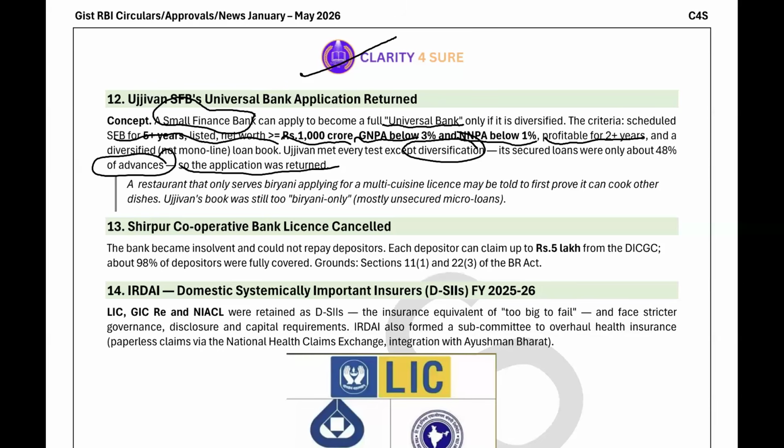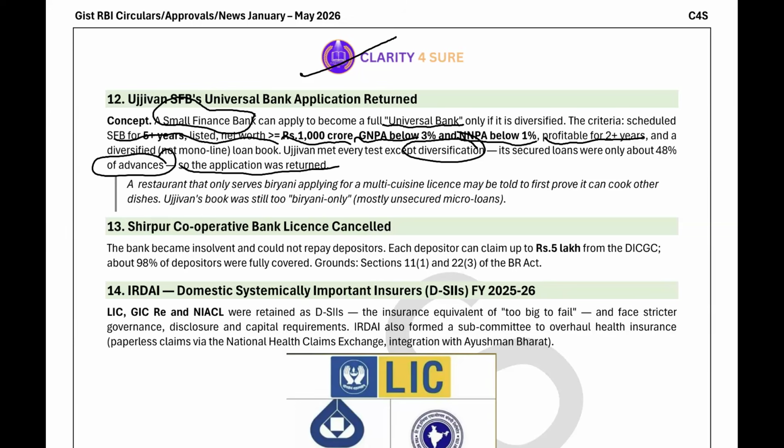They are not maintaining provisioning, so RBI is cancelling the license under the Banking Regulation Act of 1949. It is very easy to understand which bank: Shirpur Cooperative Bank, license cancelled. Okay, so try to understand what has been written. The bank became insolvent and could not repay depositors. Look, what I said is what is written.